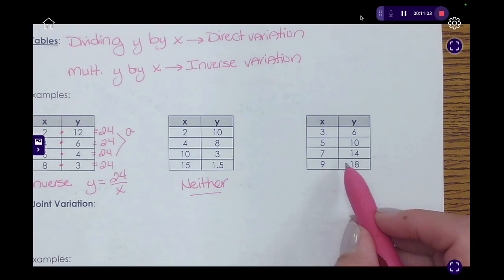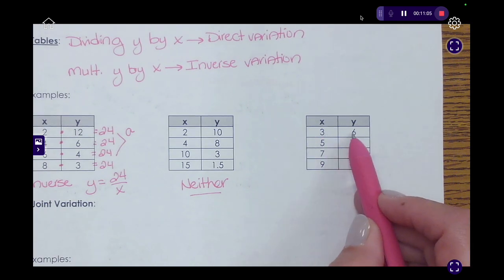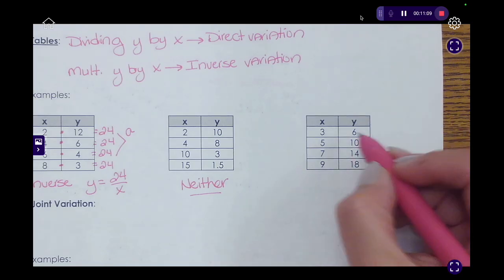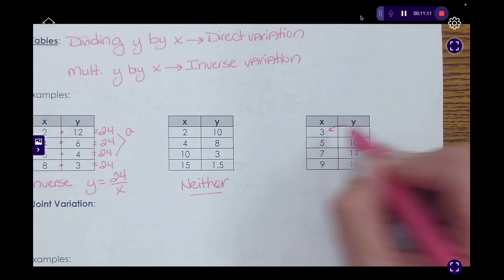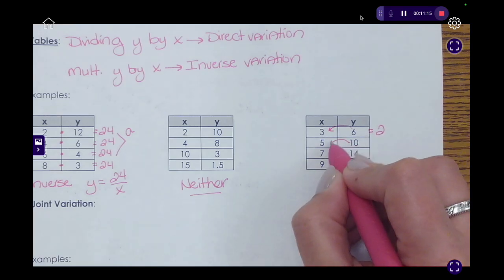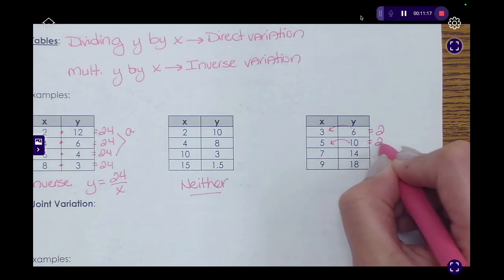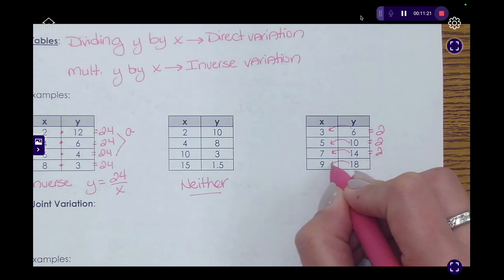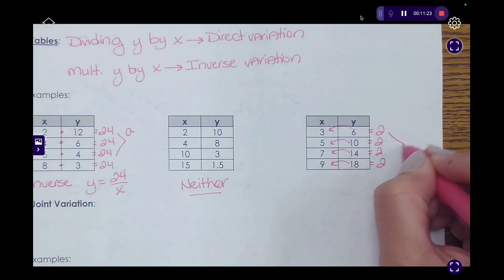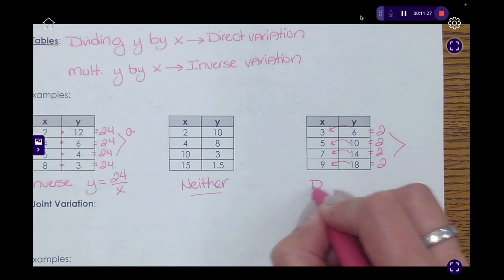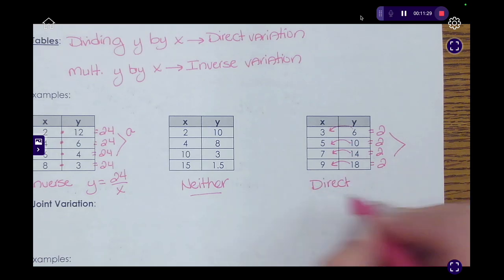All right, here, so let's try the multiplication. 3 times 6 is 18. 5 times 10 is 50, so that doesn't work. So let's try the division. So 6, remember we're doing it this way. 6 divided by 3 is 2. 10 divided by 5 is 2. 14 divided by 7, and then 18 divided by 9 also gives me 2. So they all equal 2. So this, because I was dividing, is an example of direct variation.